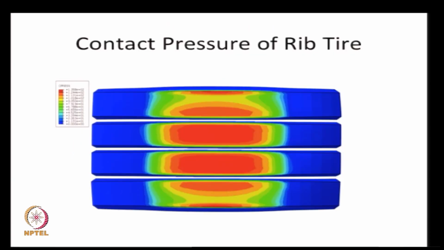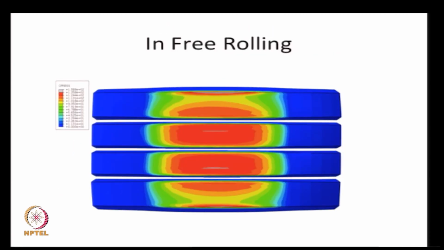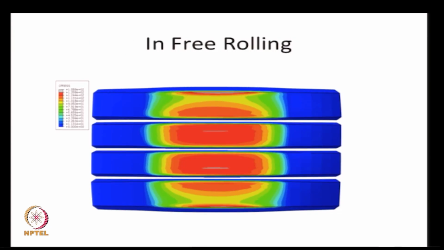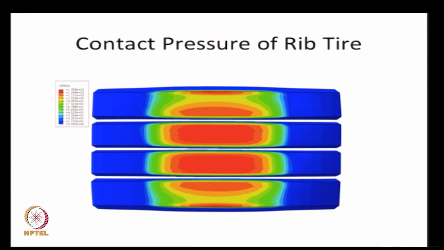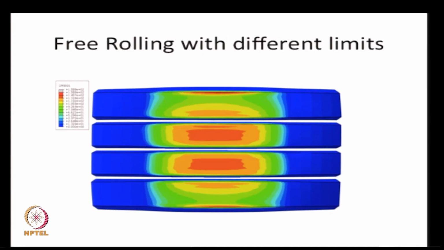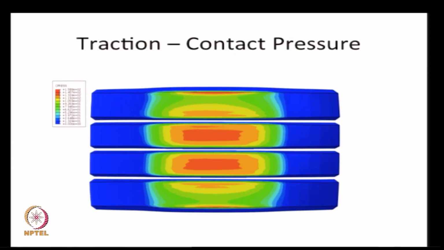Okay, that's the contact pressure of a rib tire. Look at that. There is a sudden change. You will see that there is a change between the two contact pressures when it is stationary, and you can see the whole thing gets twisted, right? You see further, the same thing with different limits. You would see when it is braking, look at the way the contact pressure now changes. When it is traction, look at the way the contact pressure changes.